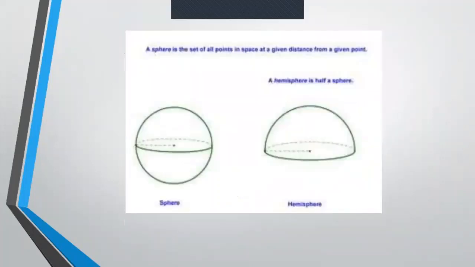So, a fast recap on the formulas so that we can start working on that. So this whole thing, a three-dimensional sphere, cut into half.